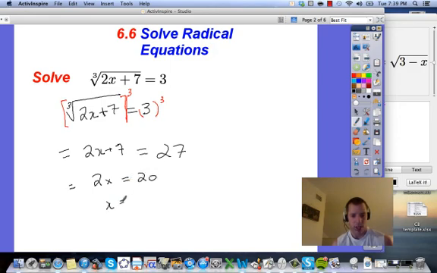Now you always want to check these solutions. I'm not going to check this one because eventually you're going to run into some extraneous solutions, meaning you'll solve for x, you'll get an answer, and then when you check it, it doesn't work. So that's our first example here, the simplest form to solve this radical equation. So let's go into something a little bit different.